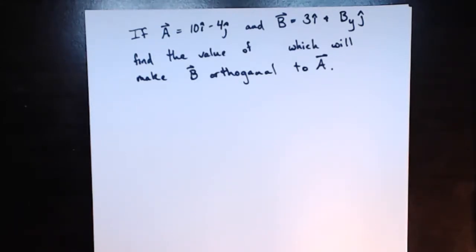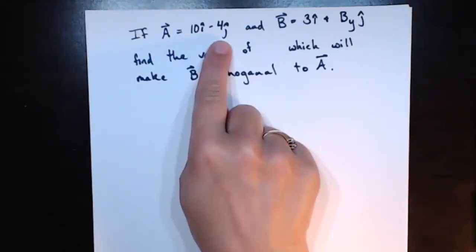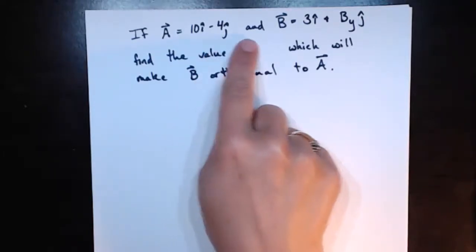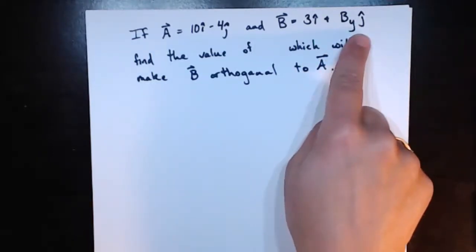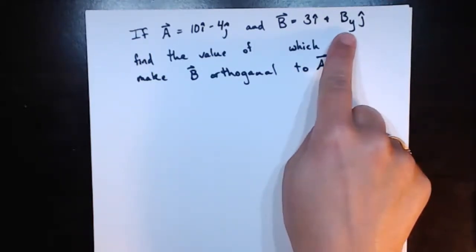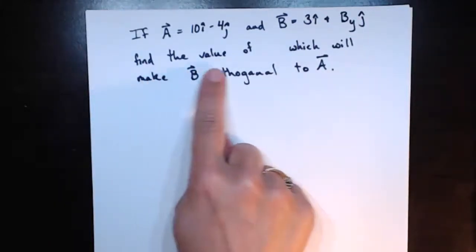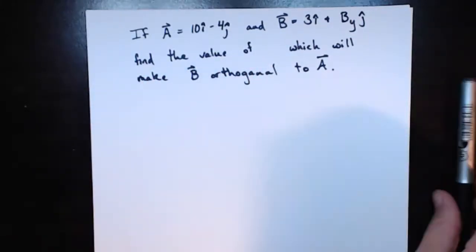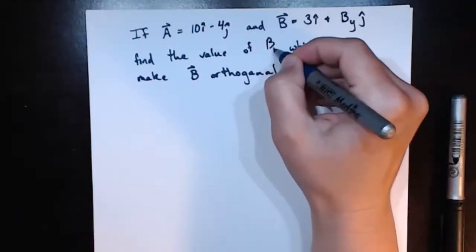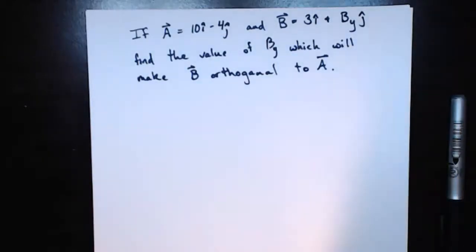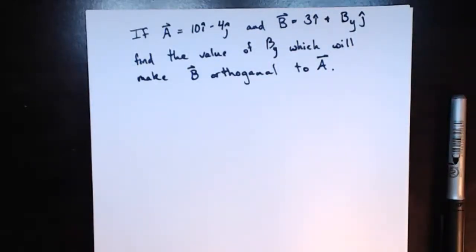I've got an example problem here for vector math. Well, let's read it and then we'll talk about what kind of problem it is. If A equals 10 i hat minus 4 j hat and B equals 3 i hat plus B sub y j hat. So we don't know what that one is. That's a placeholder. That's a variable. Find the value of, it'd be good if I wrote that in. That's supposed to say B sub y, which will make B orthogonal to A.